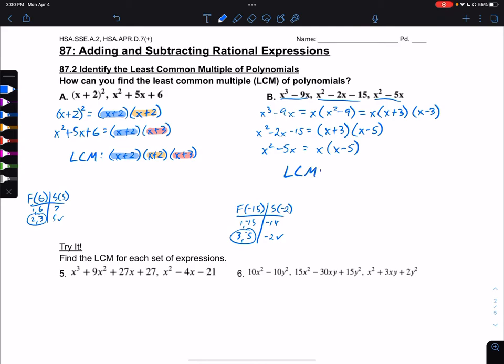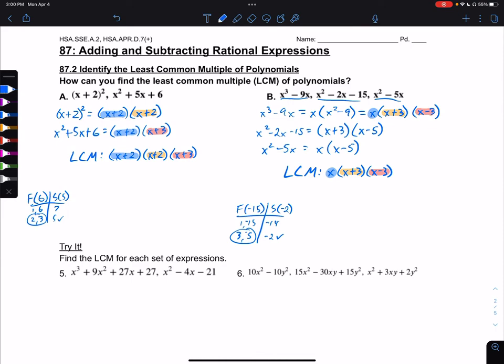All right, so our LCM. Again, you're going to take pieces from everything. So my first expression, I have an x, so I'm going to bring that x down. There's going to be lots of highlighting here. Then I have an (x + 3), so I want to bring that expression down as well. And finally, (x - 3) from that first expression. All right, so everything's been taken from that first expression, the first polynomial.